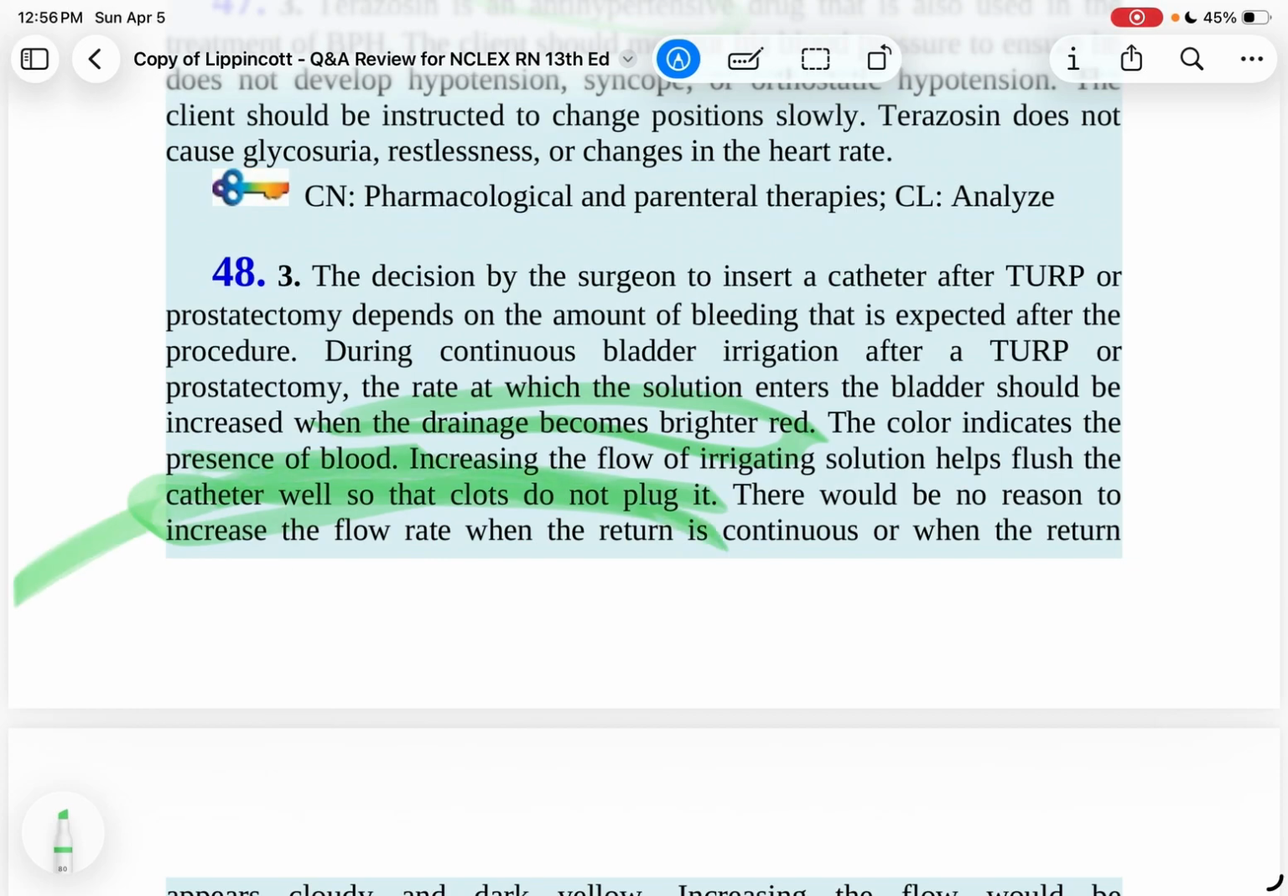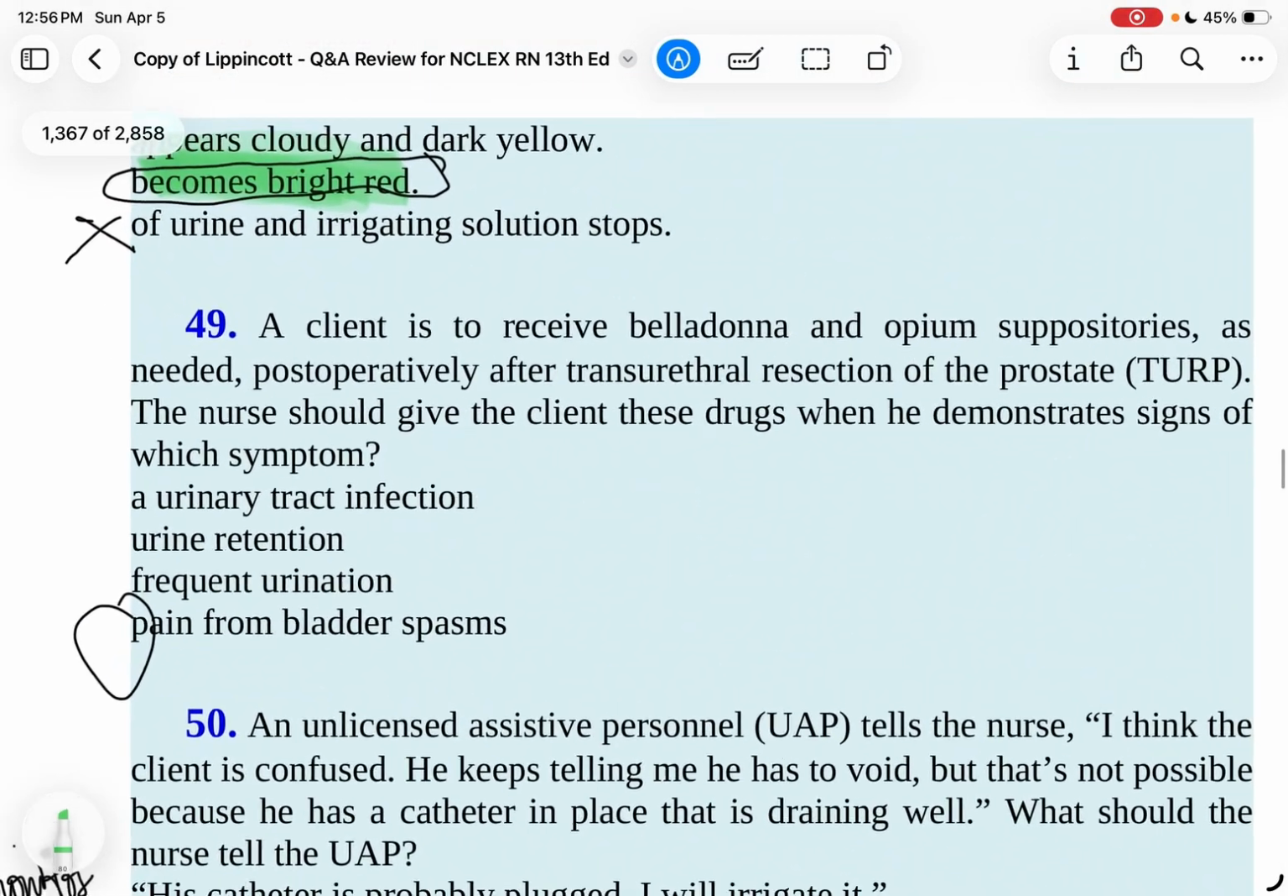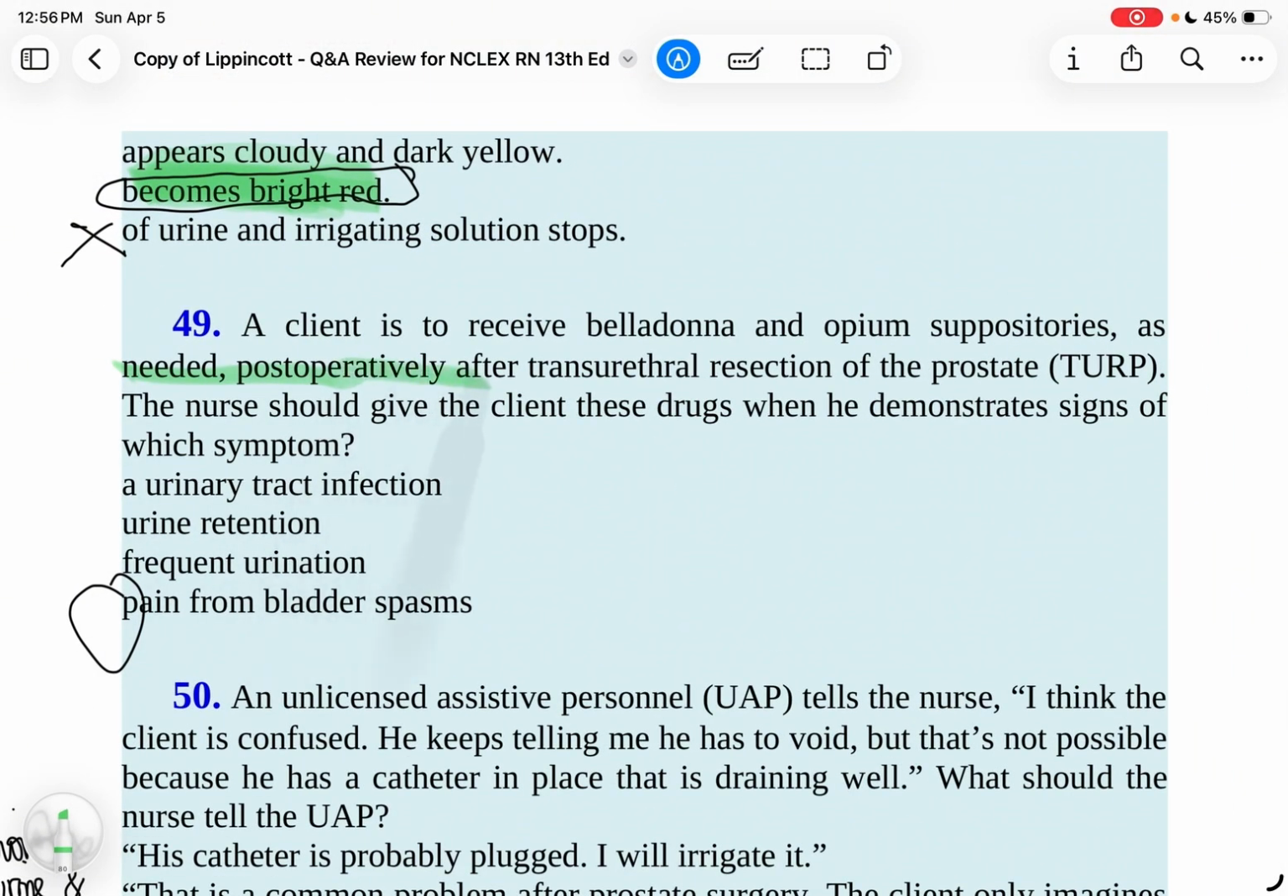If there are blood clots and the drainage is bright red, there is a possibility of obstruction. A client is to receive belladonna and opium suppositories as needed post-operatively after transurethral resection of the prostate.